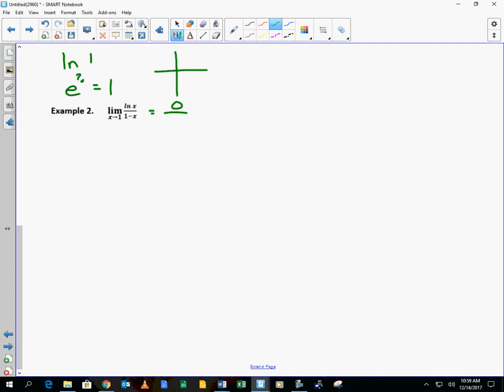And then what do you get in the denominator? If I get 0 over 0, that's an indeterminate form. You can just start using L'Hopital's rule. If you don't come up with 0 over 0 or infinity over infinity, you can't use L'Hopital's rule. So what's the derivative of the top? 1 over x. Divided by, what's the derivative of the bottom? Isn't that just negative 1 over x?